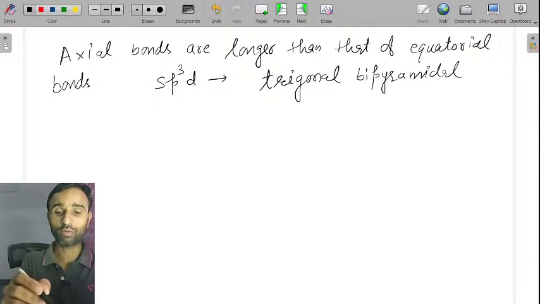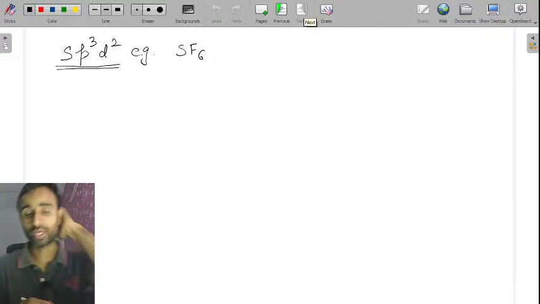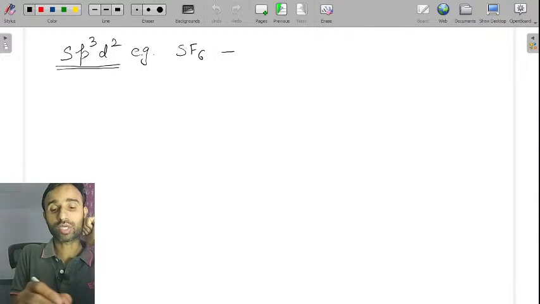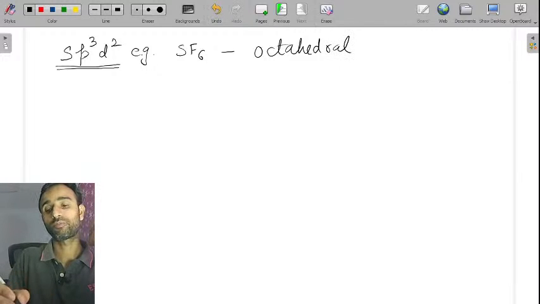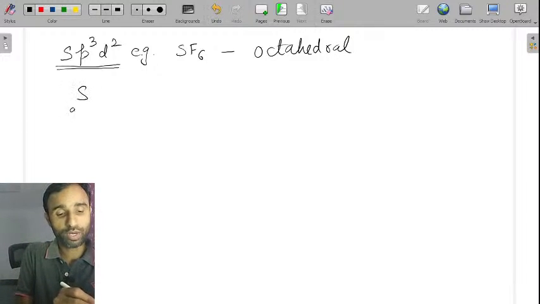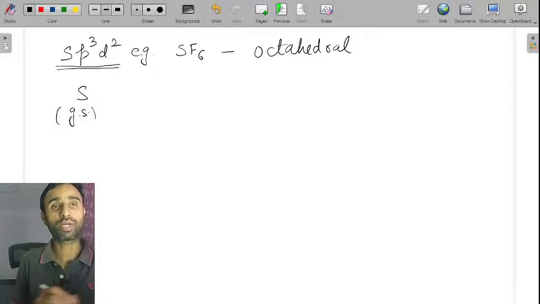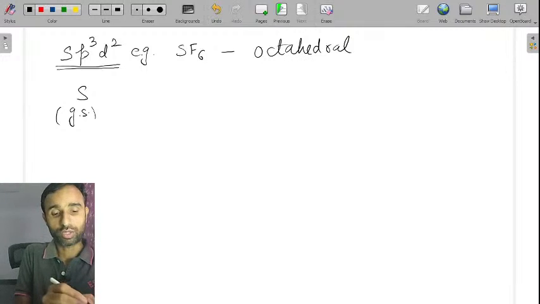You are talking about SF6. SF6 has octahedral shape. So sulfur in ground state. First we will write the configuration of sulfur in ground state. Sulfur in ground state has 3s2 and 3p4.